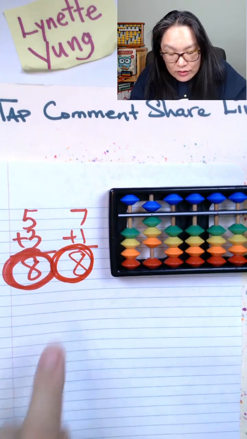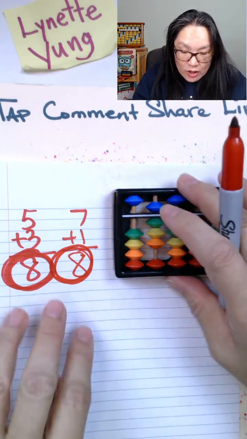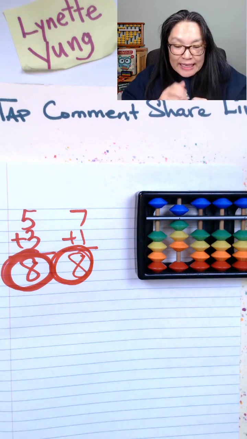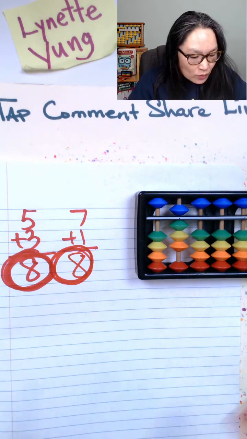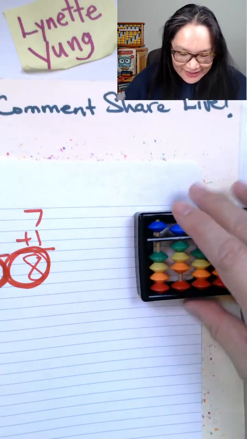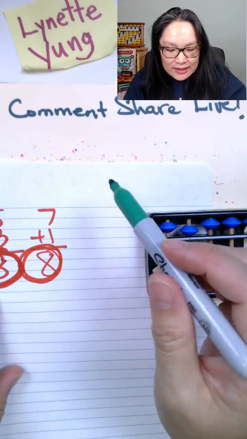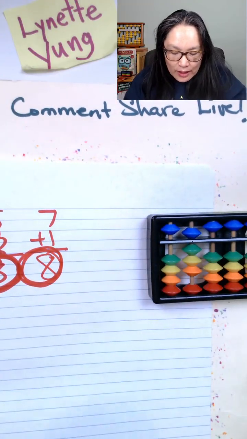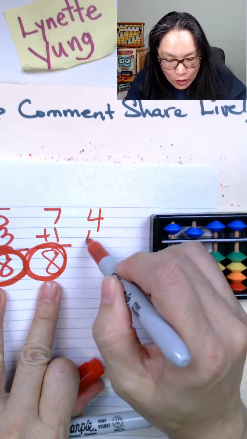So again, the video was all about the result, but it gets a little harder with the next one. It was just a different way of thinking about things. So what does that mean? Well, I'm going to continue on. We have 4 plus 4.